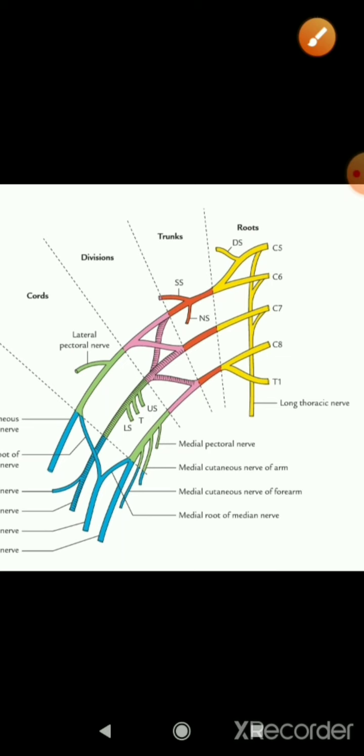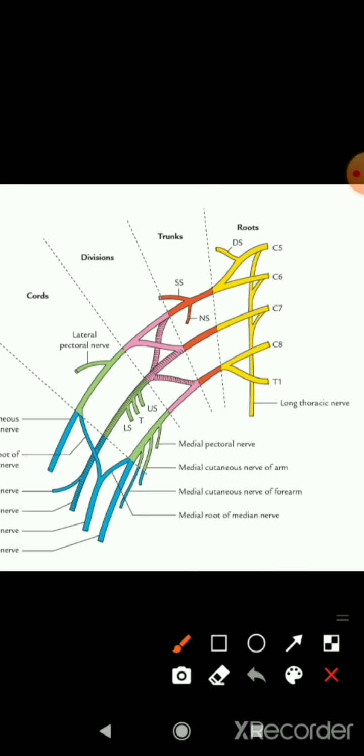From the trunk there are two branches, and these two branches come only from the upper trunk. So what are they? From the upper trunk only two branches arise. These are the suprascapular nerve and the nerve to the subclavius. So there are two branches. Then each trunk is divided into anterior and posterior divisions.